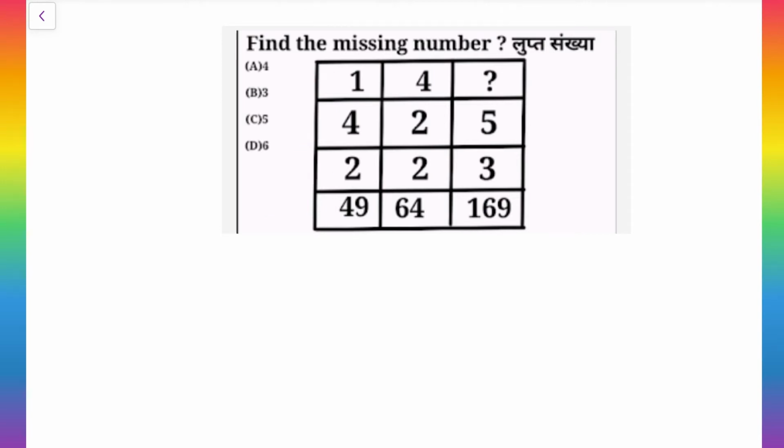Now here also add all the numbers. 1 plus 4 plus 2, it is 4 plus 1 is 5, 5 plus 2 is 7. Here we have the fourth number as 49. So what is the relation between 7 and 49? It is nothing but square. So for this answer, if we do squaring, we will get 49.